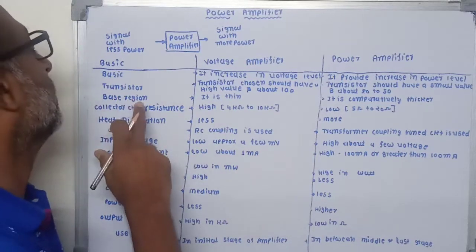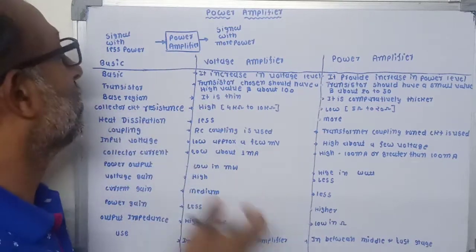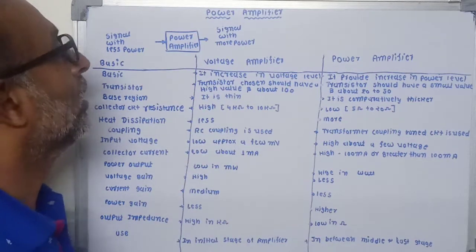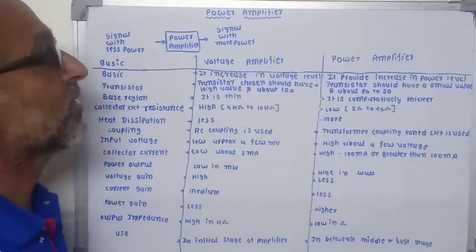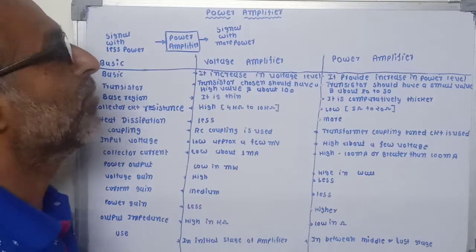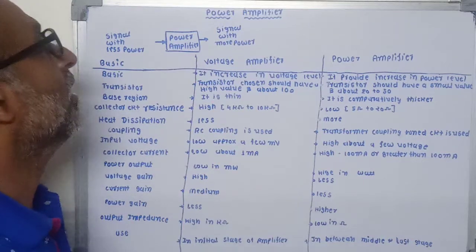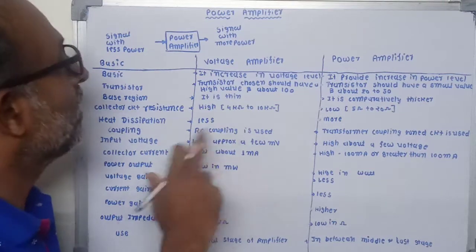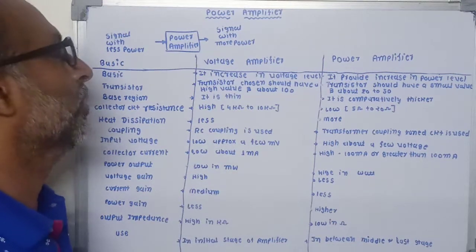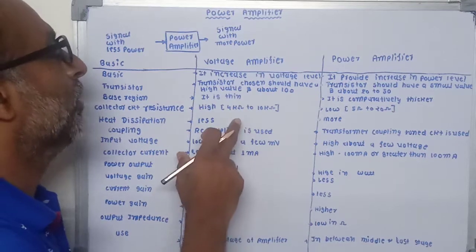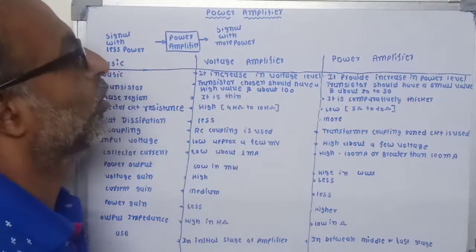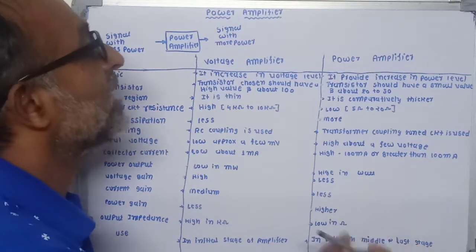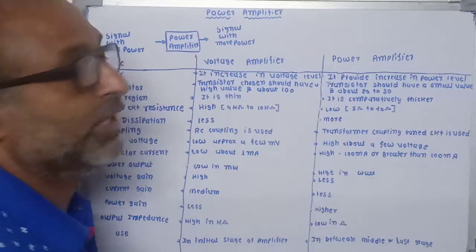Now the base region in the transistor. In a voltage amplifier the base region is thin. In a power amplifier it is comparatively thicker than in the voltage amplifier. Now collector circuit resistance. In a voltage amplifier the collector resistance value is very high, between 4 kilo ohm to 10 kilo ohm. In a power amplifier its value is low and lies between 5 ohm to 20 ohm.